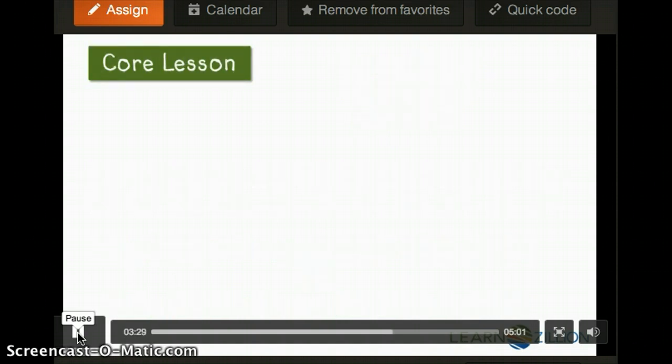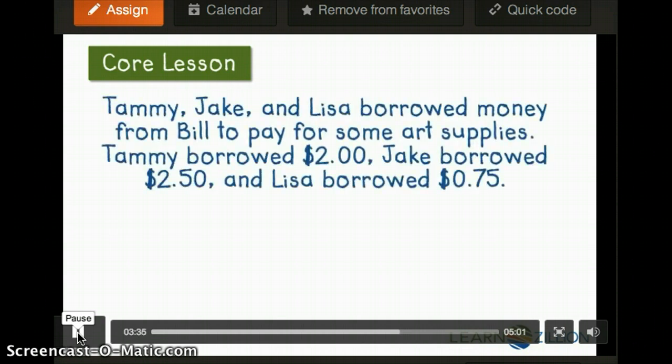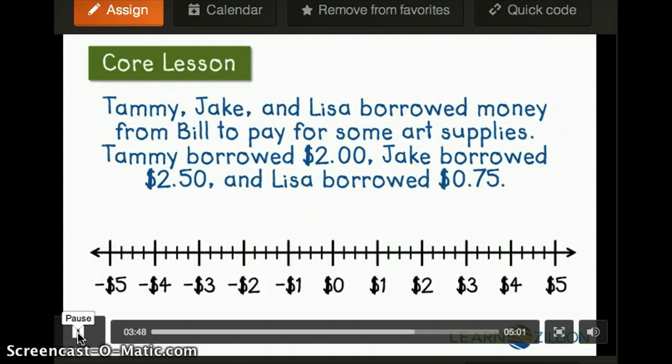Now let's try another problem that involves money, but this time we're going to look at the relationship of the debt that each person has. Tammy, Jake, and Lisa borrowed money from Bill to pay for some art supplies. Tammy borrowed $2, Jake borrowed $2.50, and Lisa borrowed 75 cents. Again, we're going to use a number line to help us see this relationship about debt.